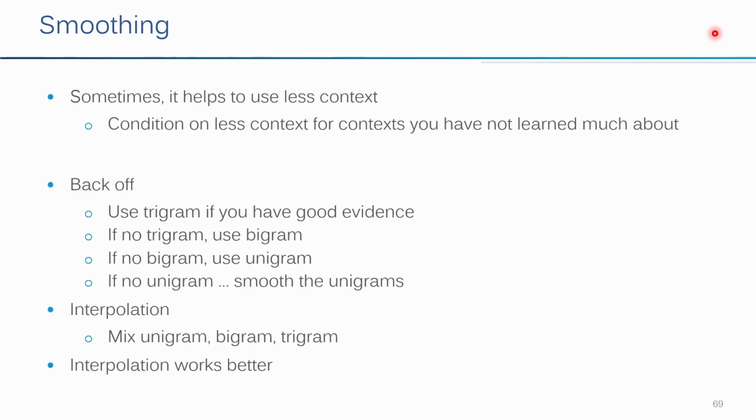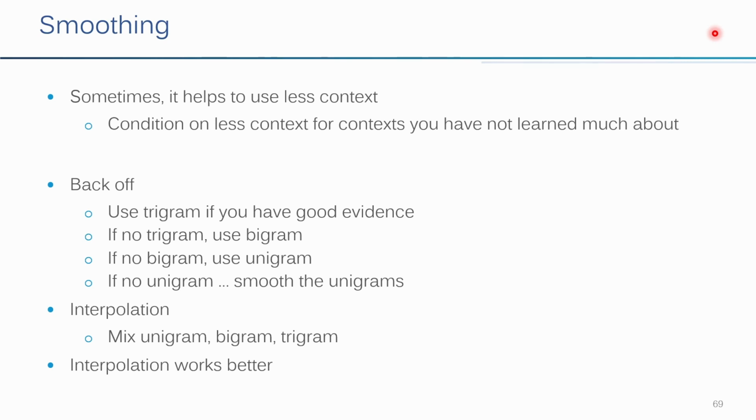Okay, still about smoothing. Sometimes it helps to use less context. When we talk about how we can use unigrams, bigrams, trigrams, and so on, should we always use them? Not necessarily. If you have good evidence that you have a lot of trigrams in your corpus, you should use them. If you don't, you back off to bigrams. If you don't have bigrams, you use unigrams, and if you don't have unigrams, then you smooth them, because you need to have some sort of probability.